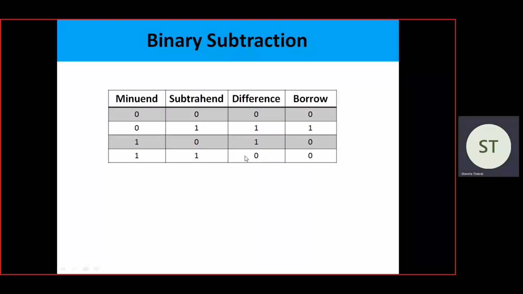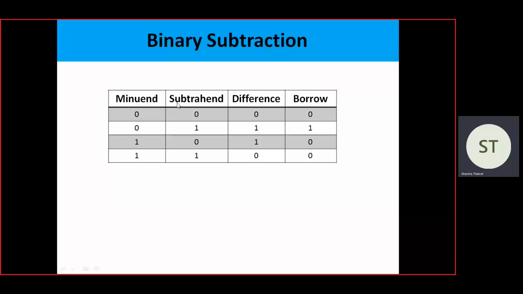Then next we have binary subtraction. In binary subtraction we have minuend and subtrahend. What is minuend? Minuend is the number from which another number needs to be subtracted, and subtrahend is the number which needs to be subtracted from the minuend.